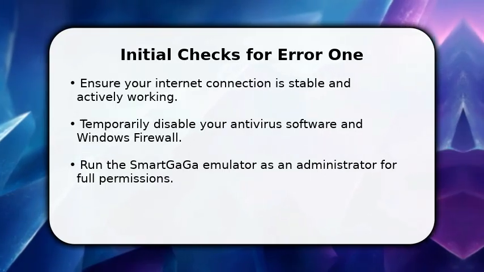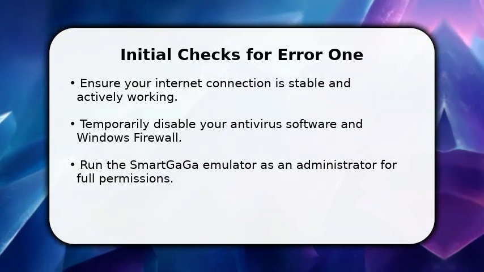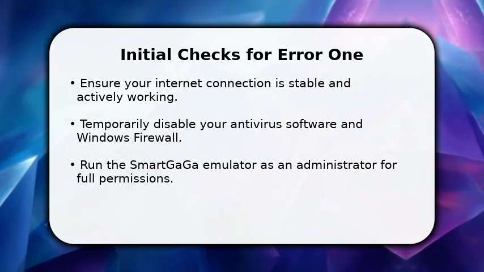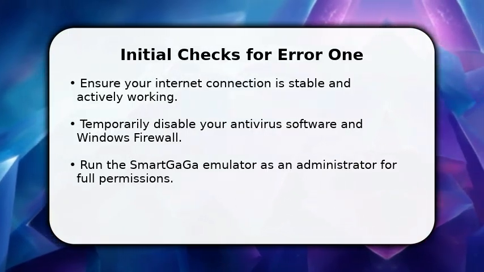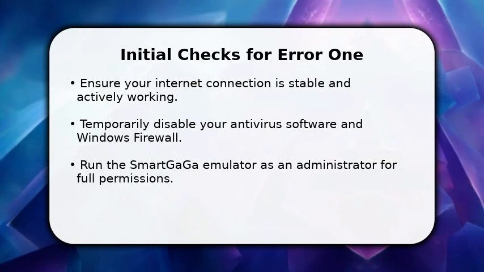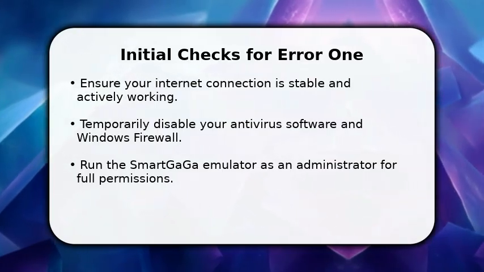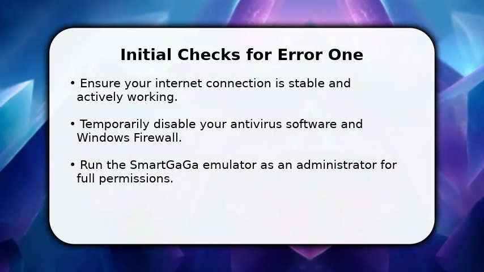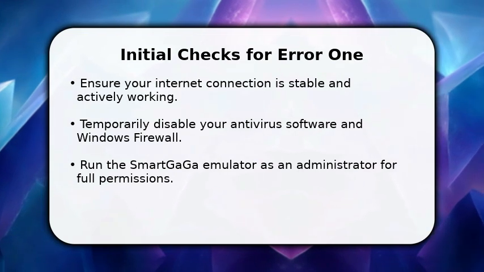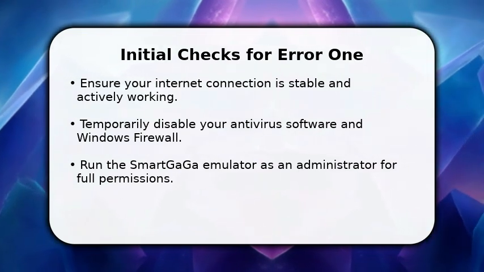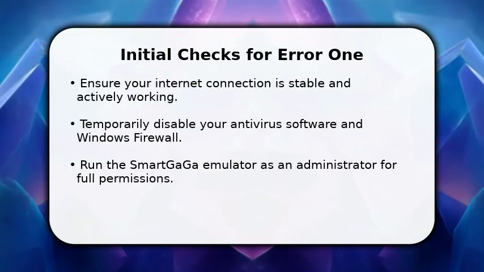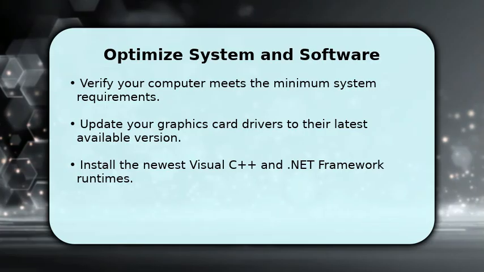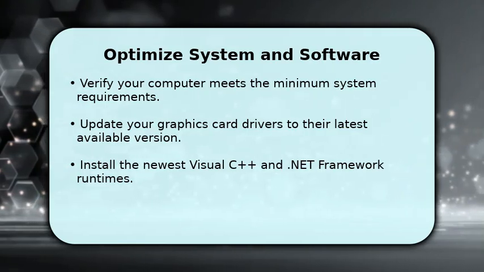A stable internet connection is crucial for the emulator's first run and updates, so please verify yours is active. Next, temporarily disable any antivirus software and your Windows firewall, as these can sometimes block the emulator. Finally, always launch SmartGaga by right-clicking and selecting Run as Administrator to ensure it has the necessary system privileges to operate correctly.